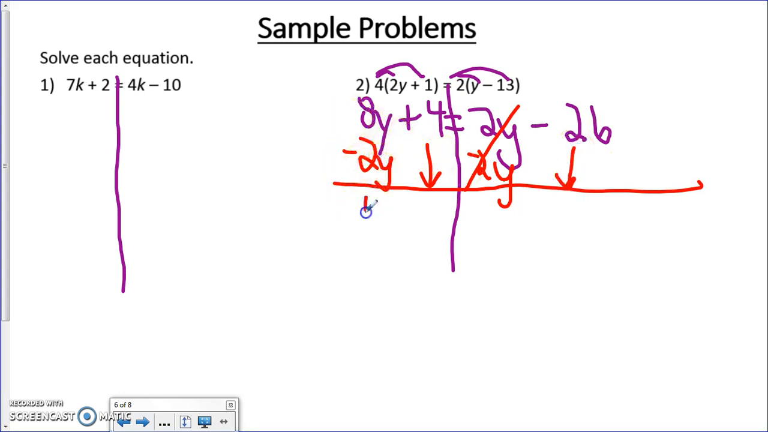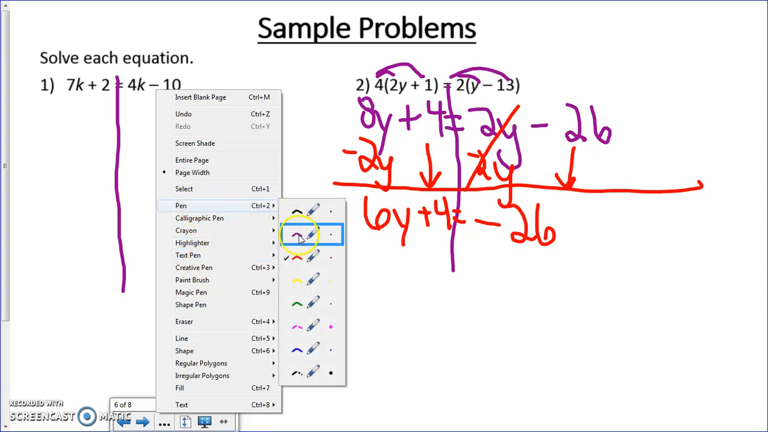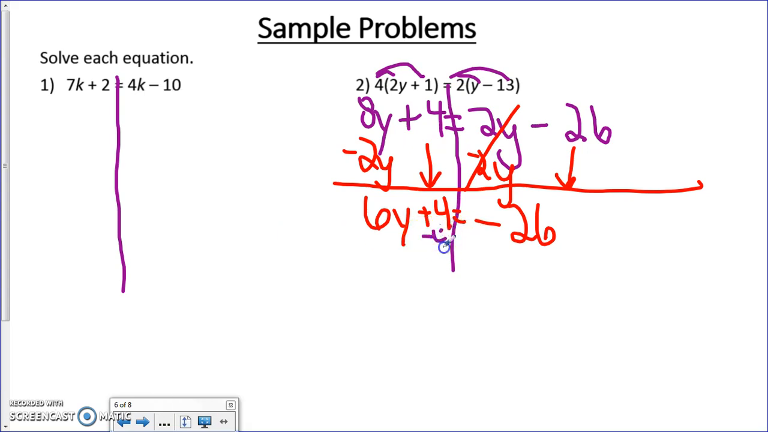8y minus 2y is 6y. That's the only operation we're doing, and we are just bringing down all of our terms. Remember that this is 8, now negative 26. Now we're going to bring the numbers to the right. We're going to subtract 4.